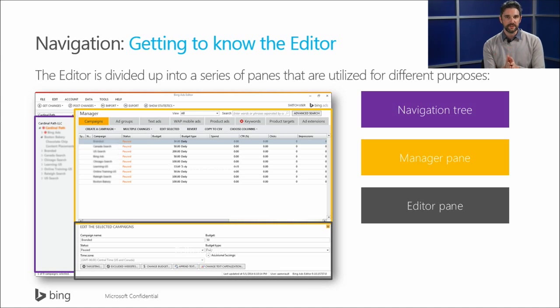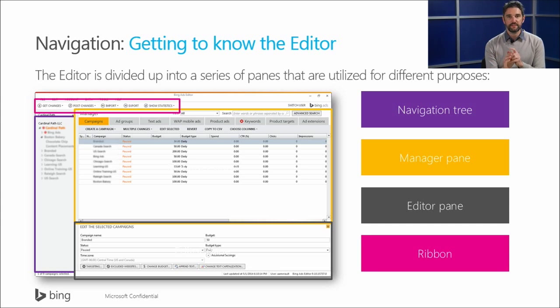There's also an editor pane, so depending on what I'm focused in, you can see right here I've highlighted the campaign view. Everything in my manager pane is going to be all of the actual campaigns in the account, and then in the editor pane, depending on what I've clicked on, I can adjust things like status, I can pause things, I can adjust budgets just like before, budget type, all of these sorts of things, all within the editor pane.